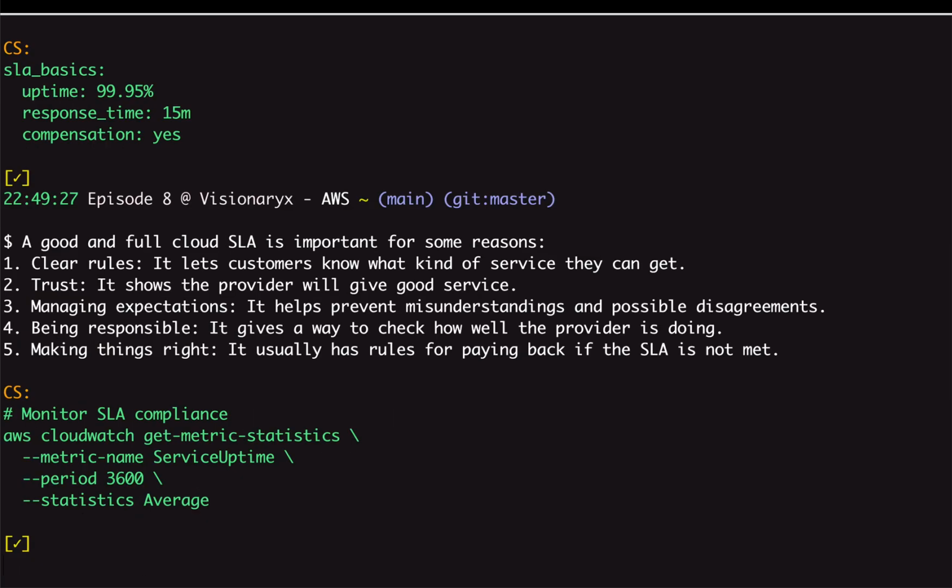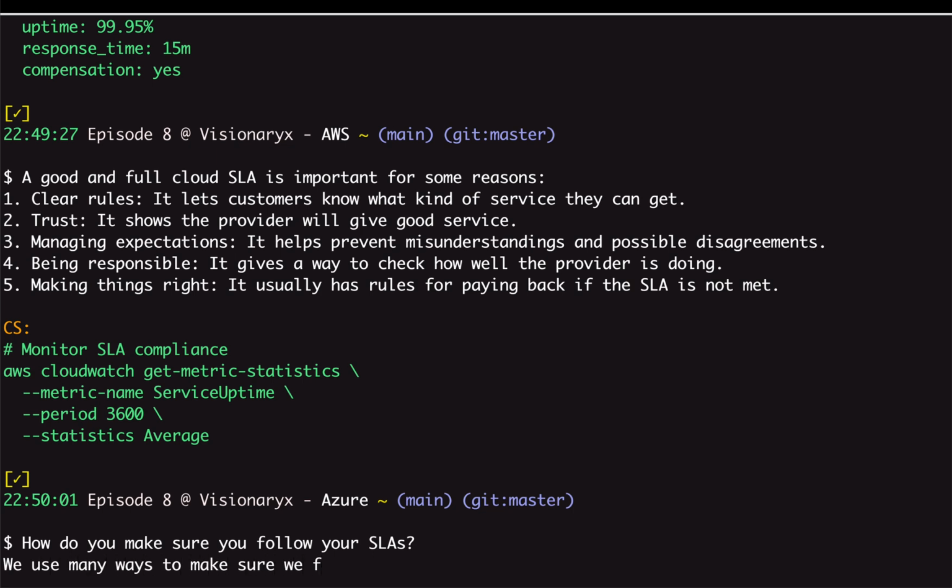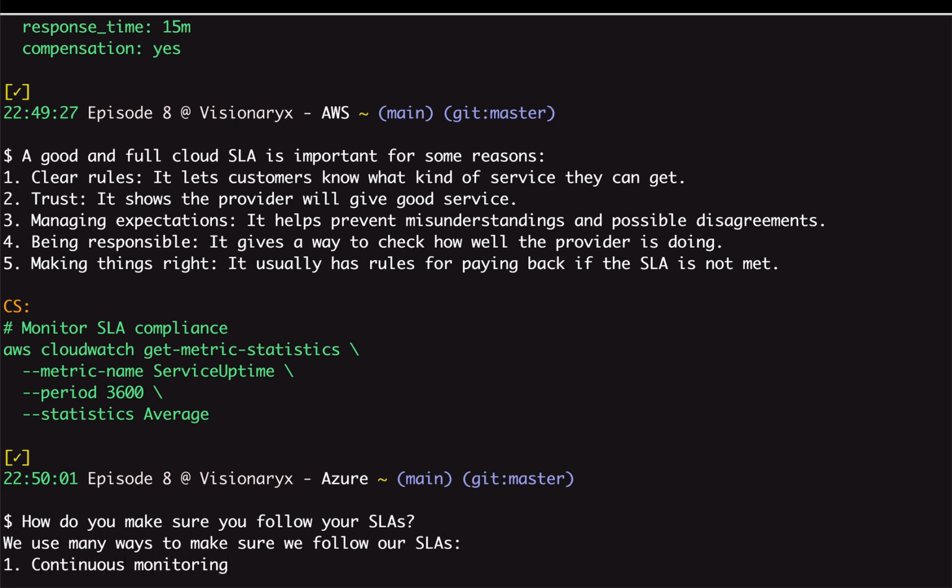5. Making things right. It usually has rules for paying back if the SLA is not met. How do you make sure you follow your SLAs? We use many ways to make sure we follow our SLAs.